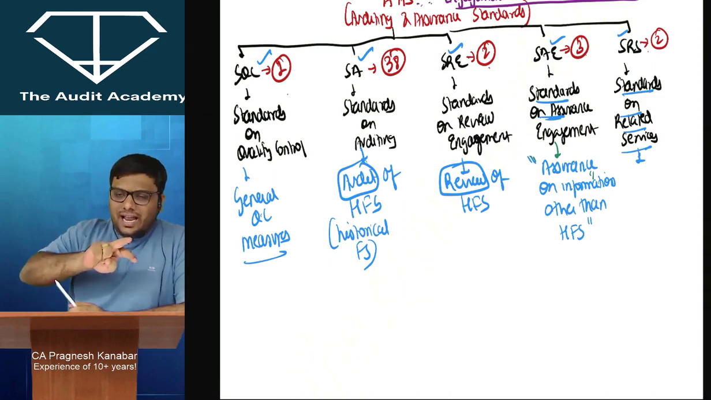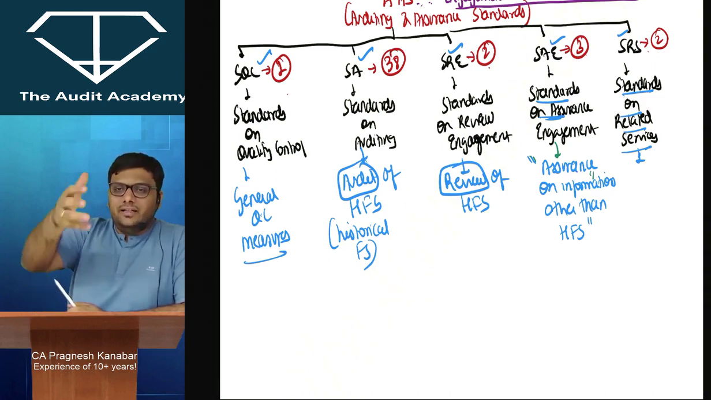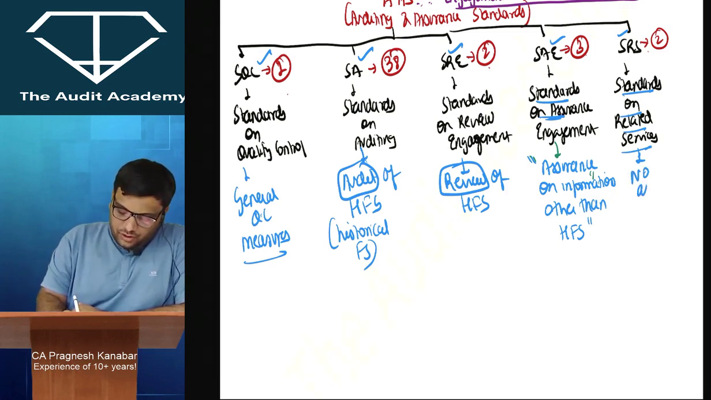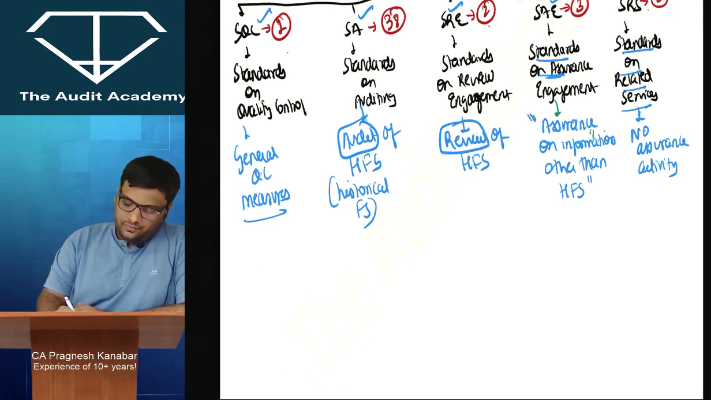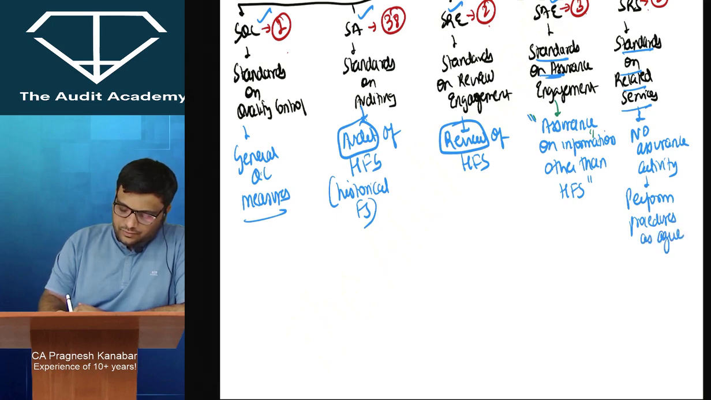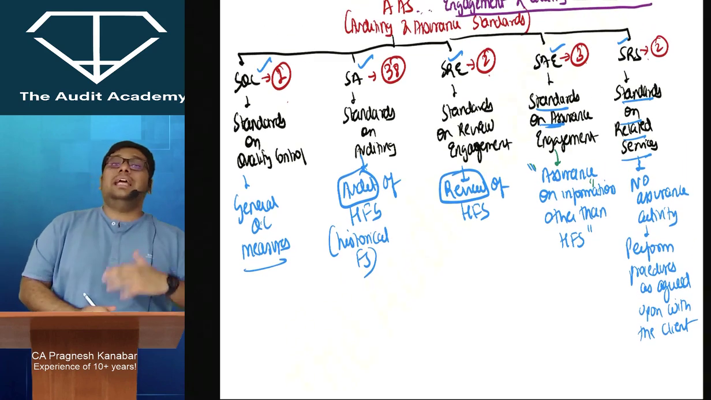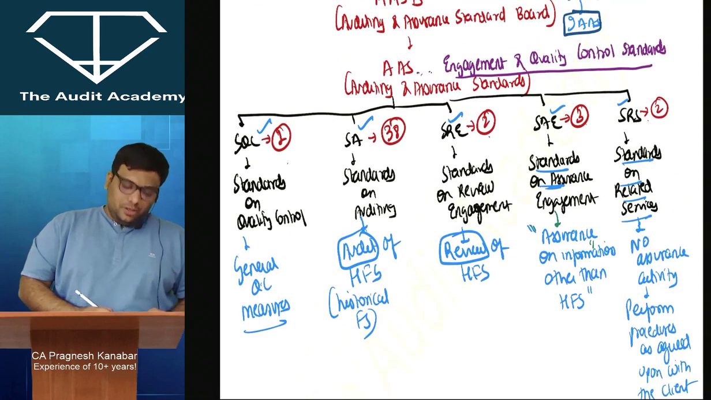One thing is very clear. You are not going to check and express an opinion on something and then that report will be published and people will rely upon that report. All of that is not going to happen over here. So there is no assurance activity. You are just going to perform procedures as agreed upon with the client. You are just going to perform some procedures as agreed upon with the client, assisting the client, not examining the client over there. Alright.